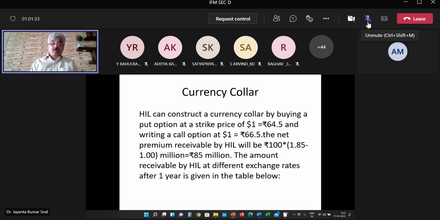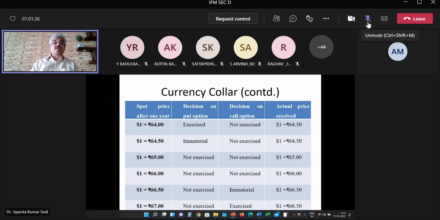Next is, what are the differences? Can anybody explain this to me? So you have bought a put option at 64.5. You have written a call option at 66.5. Now explain to me at different prices how the payoff is. Anybody? Anybody? Ankit, will you try? Please.